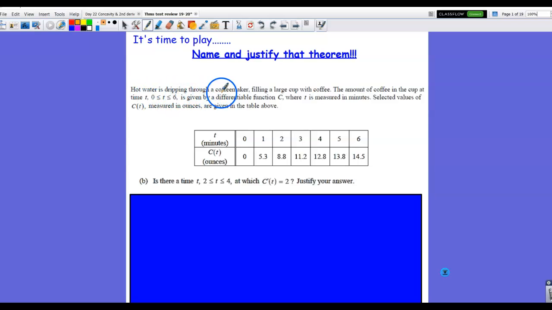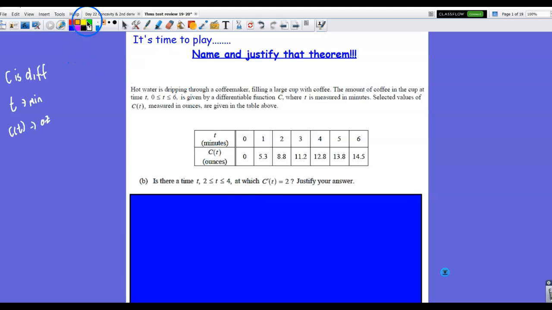Hot water is dripping through a coffee maker, filling a large cup with coffee. The amount of coffee in the cup from 0 to 6 is given by a differentiable function, so that is an important part of the reading. So we have a function that is differentiable, and the function's name is c, so c is differentiable. Time is measured in minutes, and selected values of c of t are given in the table, and we can see from the table that c of t, the coffee, is measured in ounces.